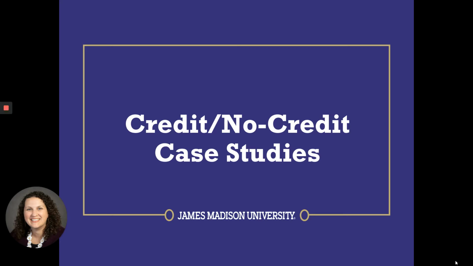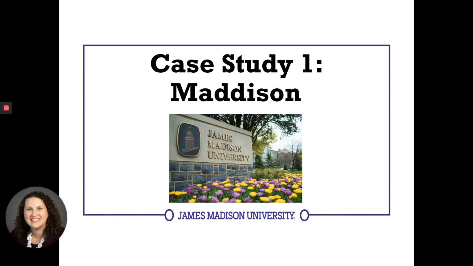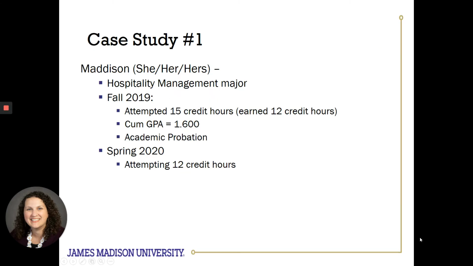Now that you are familiar with the credit, no credit grading options from part 1 of our video series, we want to analyze some case studies and talk about some resources that will help you make your decisions that will impact your academic career. Let's apply what we know to 2 case studies of students to best determine options for their academic career regarding the credit, no credit grading options. For these case studies, we'll be using the Career and Academic Planning's Cumulative GPA Calculator.